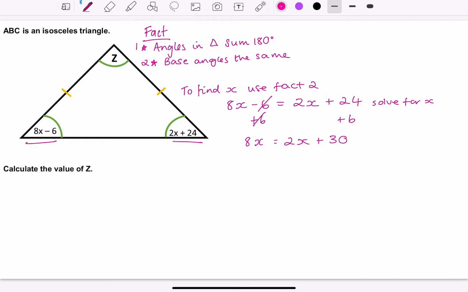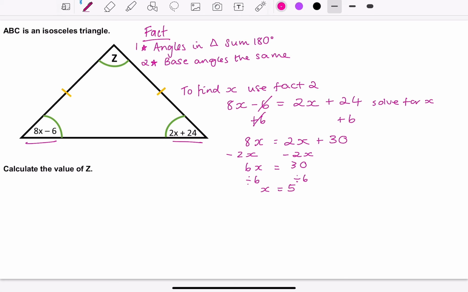Now we're going to eliminate the smallest coefficient of x. The smallest coefficient, the coefficient being the number in front of. 2 is smaller than 8. So we're going to eliminate that. Again, I'm taking away, because remember, if there is no sign, it's an addition, it's a positive number. So we're going to take it away. So I now get left with 6x is equal to 30 on our right-hand side. If 6 lots of something is 30, then to find one lot, we must divide by 6. So x is equal to 30 divided by 6, which is 5.